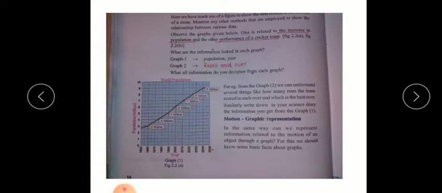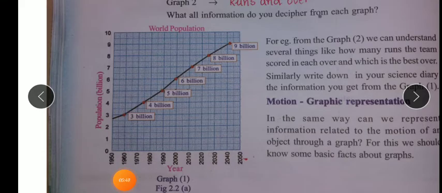Okay. So in page number 30, you can see one graph, and in the next page you can see another graph. Here a graph is given. The graph is based on the population. So here you can see the population and year. So in this graph you can see the increase in population on each 10 year, is it?